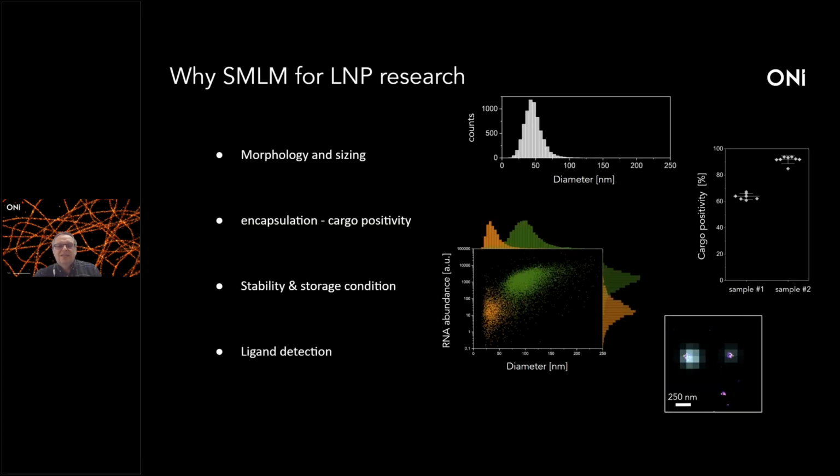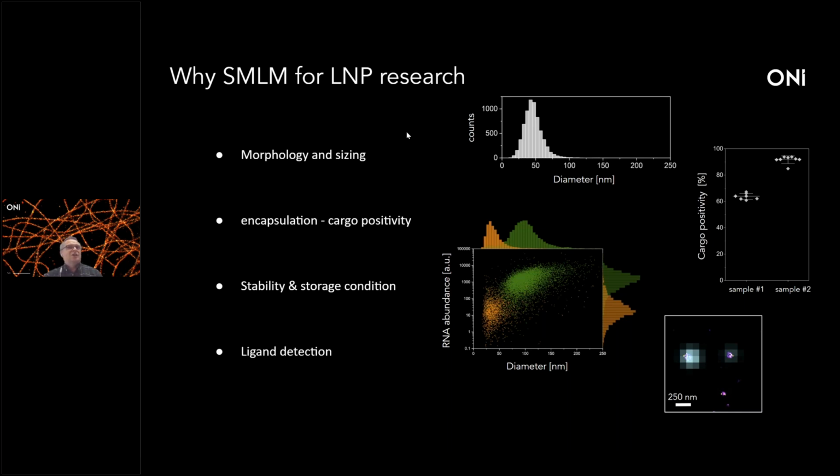So by this, I would like to summarize. Today I showed you why single molecule localization microscopy could be used to study your lipid nanoparticles at the basic research level. By using one experiment, one preparation, one acquisition, and one data analysis, you can get information about the morphology and size of your LNPs. You can get information about your encapsulation or cargo positivity, to tell you how many of my LNPs are cargo positive and whether there is some correlation between size and cargo positivity.